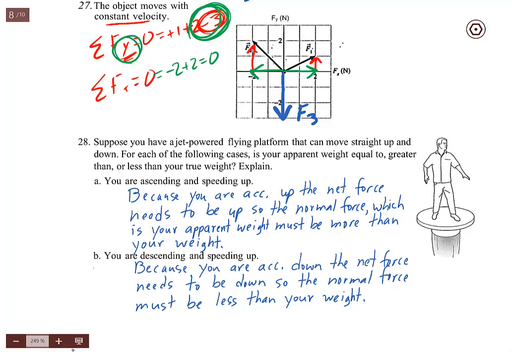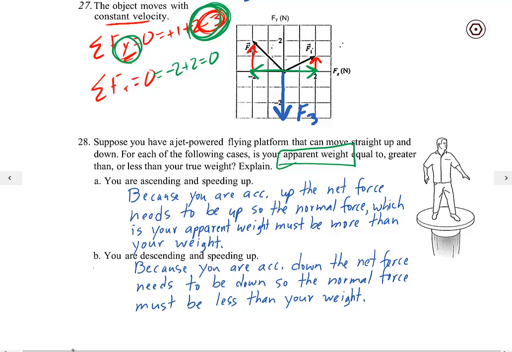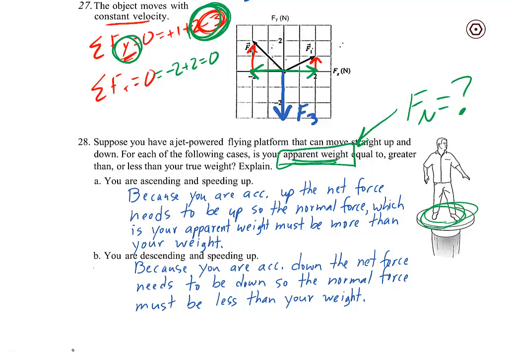28. Suppose that you have a jet-powered flying platform that can move straight up and down. For each of the following cases, your apparent weight is equal to, greater than, or less than your true weight. Your apparent weight is basically asking, is the normal force equal to, greater than, or less than the weight? The weight of this guy does not change. He has the same mass, he's on Earth, so he has the same weight. So the only thing that can change is how the ground is pushing up on him, and that gives you this apparent weight, or your feels-like weight, what we were talking about in class.